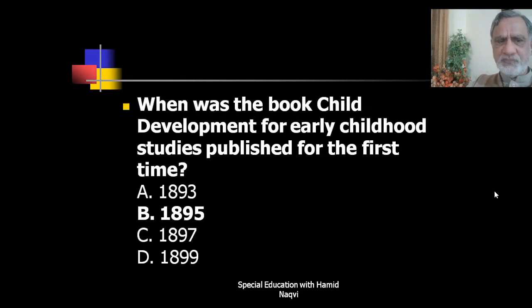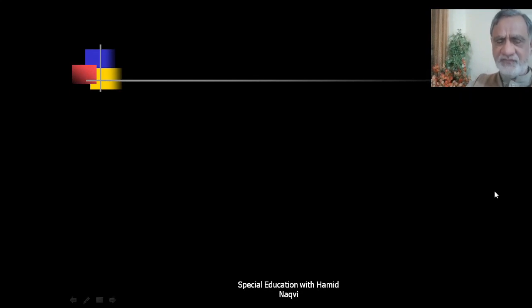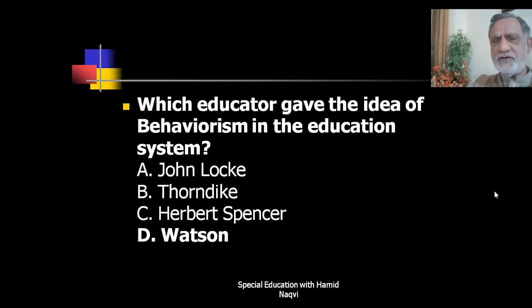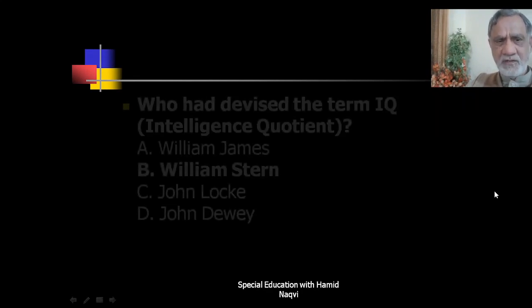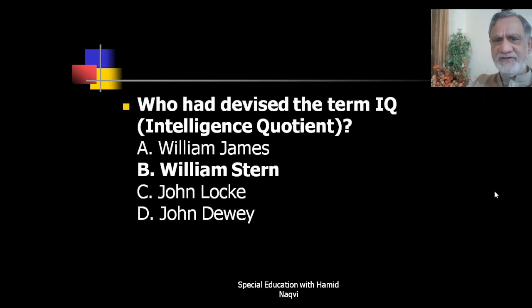When was the book Child Development for Early Childhood Studies published for the first time? It was year 1895. Which educator gave the idea of behaviorism in the education system? It was Watson. At the beginning of the 19th century, whose focus was the study of the development? It was Jean Piaget. Who had devised the term IQ, intelligent quotient? It was William Stern.